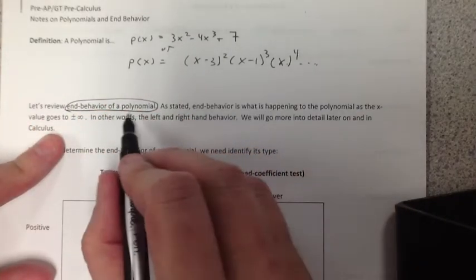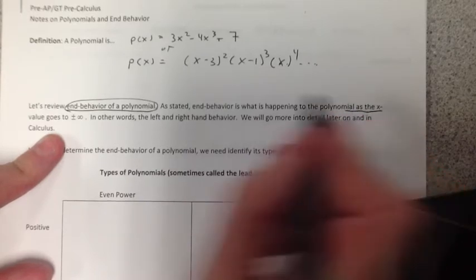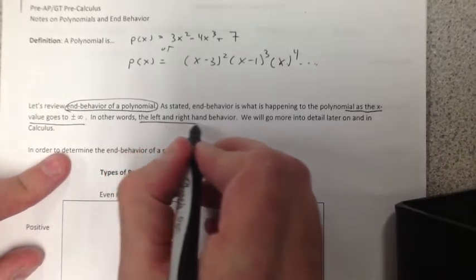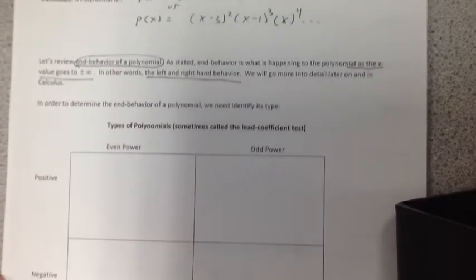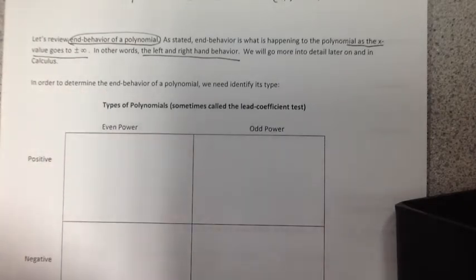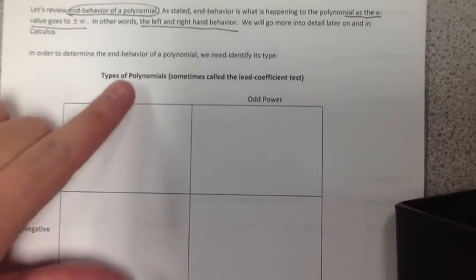Now, the end behavior of a polynomial is simply stated what happens as the x value goes to infinity. We often call that the left or right hand behavior. We're going to go into that more later on, and especially that becomes important in calculus for us. But first, let's talk about how we find end behavior of a polynomial. To do that, we need to identify its type.